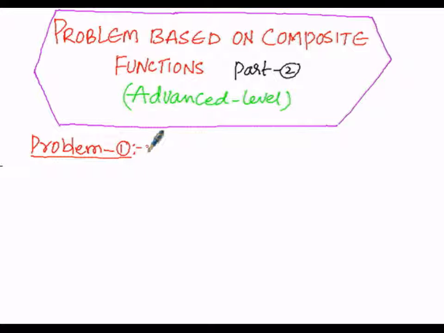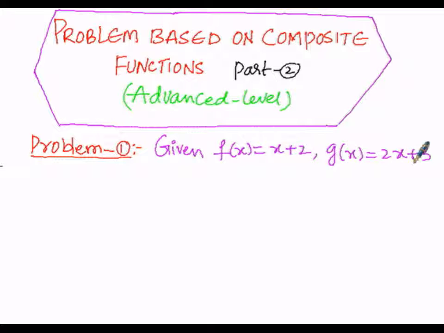So in this problem number 1, given that f of x is equal to x plus 2, that is the first function, and the second function, g of x, is equal to 2x plus 3, and the third function is given by h of x is equal to 3x plus 4, for x belongs to R.